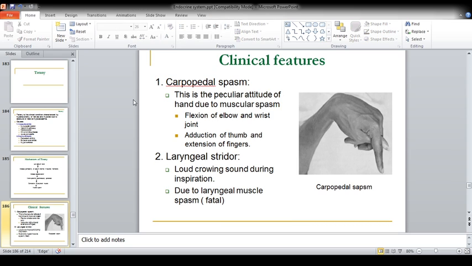Okay, there may be laryngeal stridor, that is loud crowing sounds during inspiration. When the patient inspires air, there is a peculiar sound that is produced by the larynx due to spasm of the laryngeal muscles. This condition, laryngeal stridor, may prove to be fatal, because if the patient is unable to inhale air due to laryngeal spasm, the patient may undergo hypoxemia of the brain, permanent brain damage, and may die within seconds or minutes.